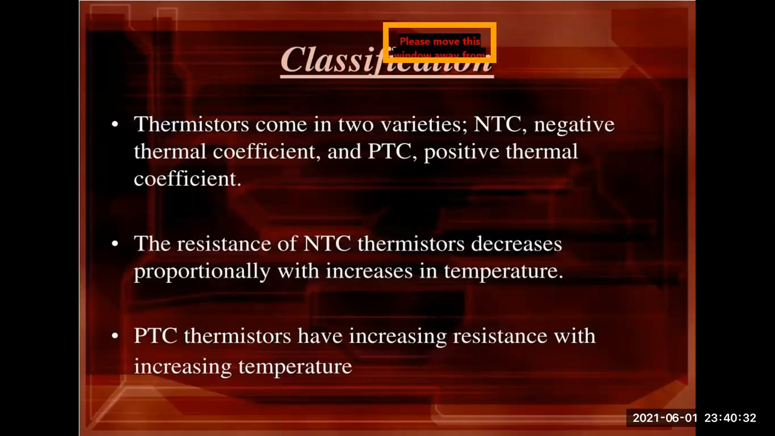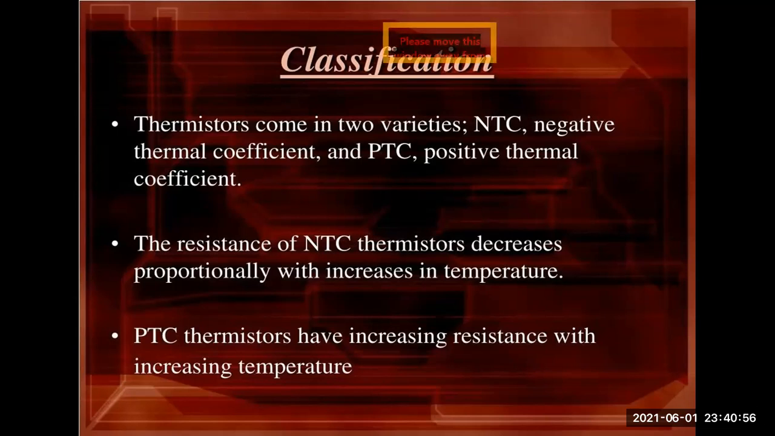Now thermistors are classified into two different varieties or categories: negative temperature coefficient and positive temperature coefficient. So what are negative temperature coefficient thermistors? First of all, we will discuss the negative temperature coefficient thermistor.